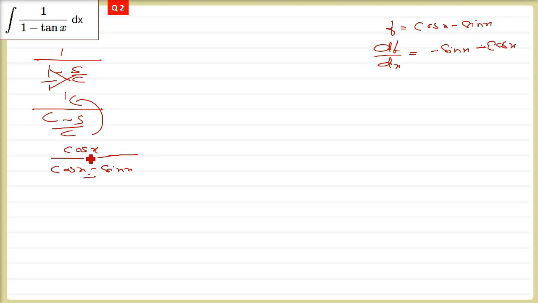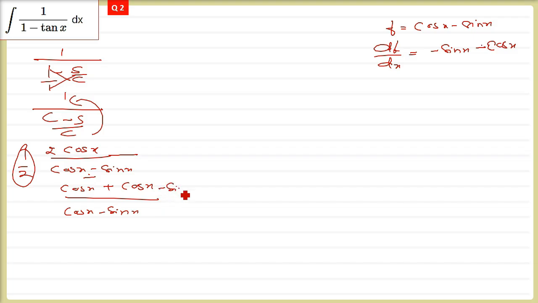This is the sin x plus cos x, which we can directly write. But sin x plus cos x is not there in the numerator. Please remember, so just multiply numerator and denominator by 2. So you can write this twice cos x as cos x plus cos x. Half we will deal with later. Denominator is cos x minus sin x.